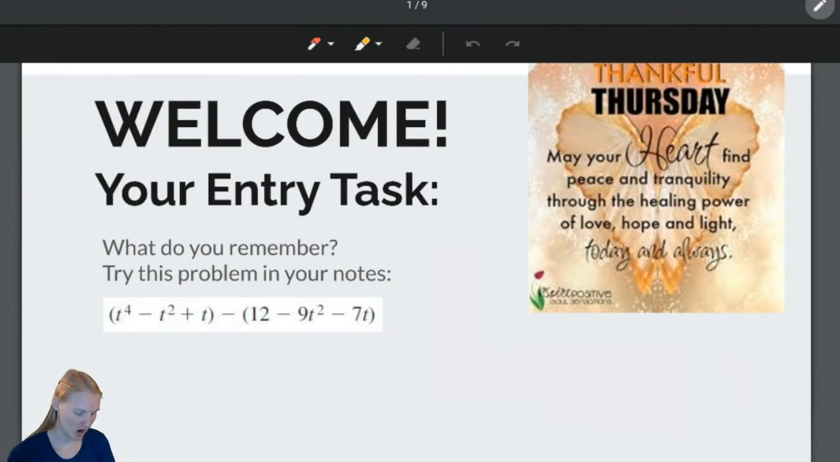Okay, we are subtracting two polynomials. I can tell because there's parentheses around a polynomial. It says minus, and there's parentheses around another polynomial. So, we are subtracting two polynomials.